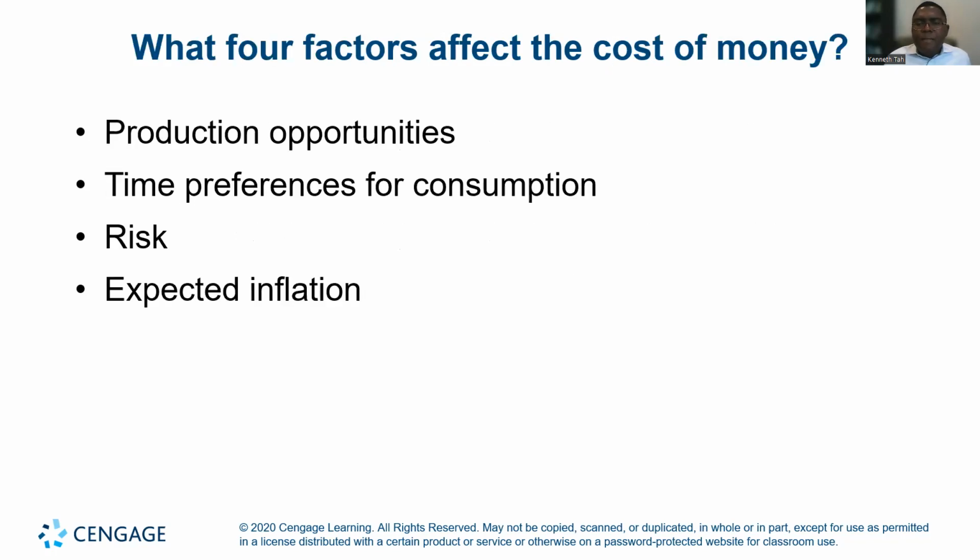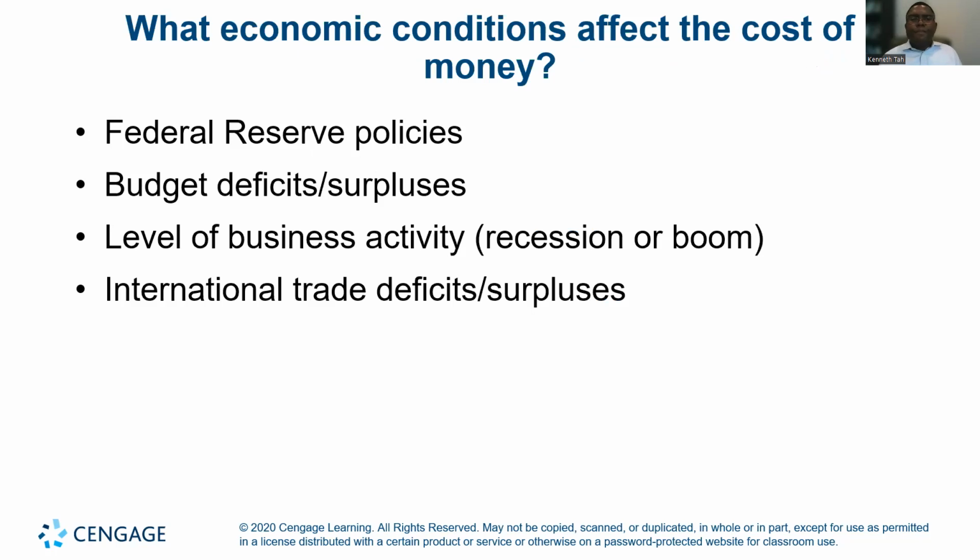There are 4 factors that affect the cost of money. Number 1, production opportunities. Number 2, time preference for consumption. Number 3, risk. And number 4, inflation. So all of this will affect the cost of money. High risk, high cost. Inflation expected to go up, high cost. Time preference for consumption: if we want to consume now rather than later, high cost. Production opportunities going up tends to affect the cost of money.